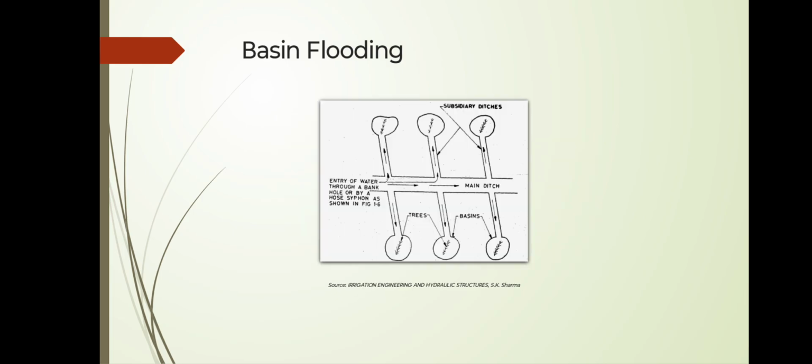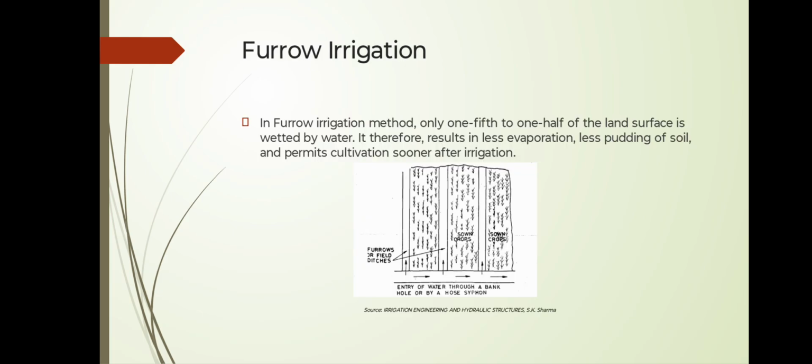Now, basin flooding. Basin flooding is a special type of check flooding and is adopted especially for orchard trees. One or more trees are generally placed in the basin and the surface is flooded as in the check method, by ditches and water, as shown in this figure.